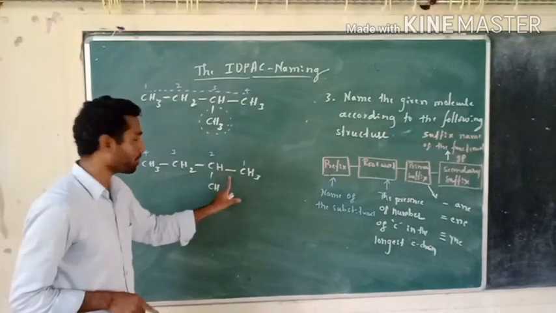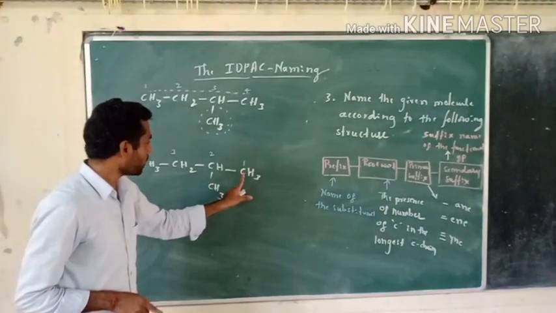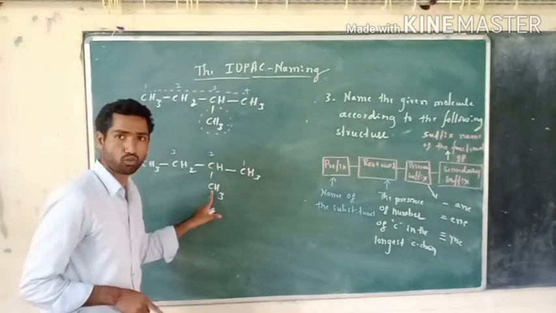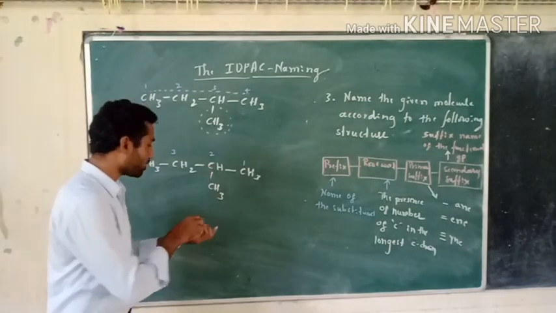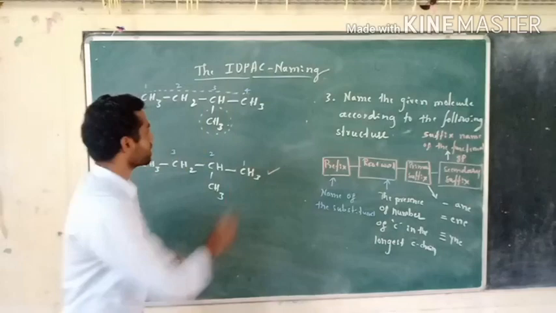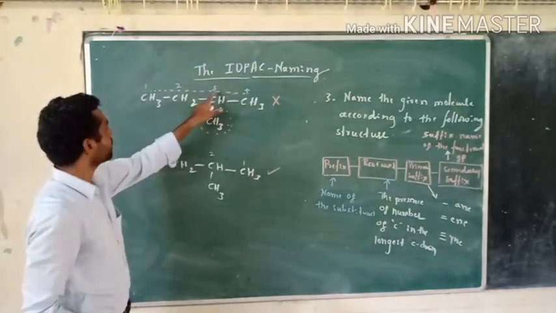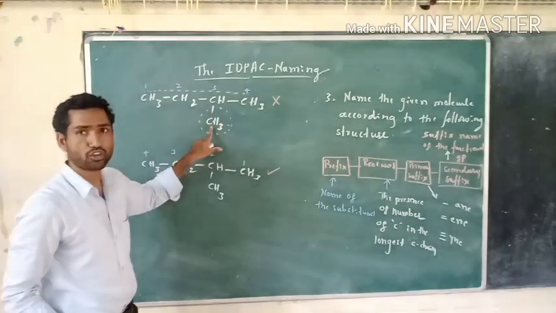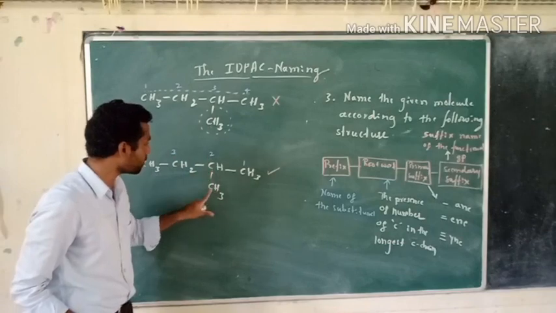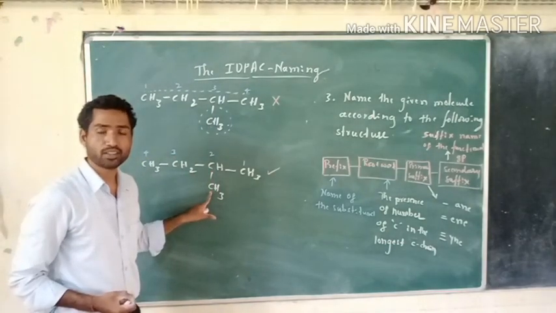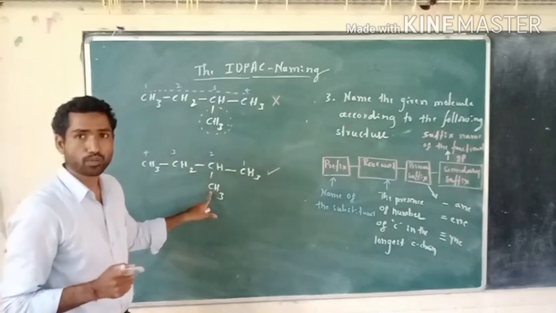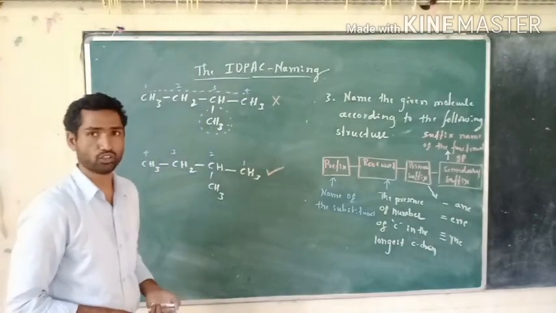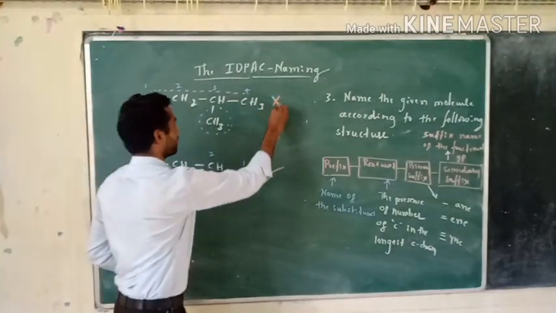According to this numbering possibility, 1 is given to this carbon, 2 is given to this carbon, and this carbon is bearing the substituent. Therefore, this is the right way of numbering the molecule. This is not the right way, because 3 is given to the carbon bearing the substituent here, while 2 is given there, and 2 is the least number. So the least number should be given to the carbon bearing the substituent or functional group. Therefore, this is the right way of numbering the molecule, and this is not the right way.